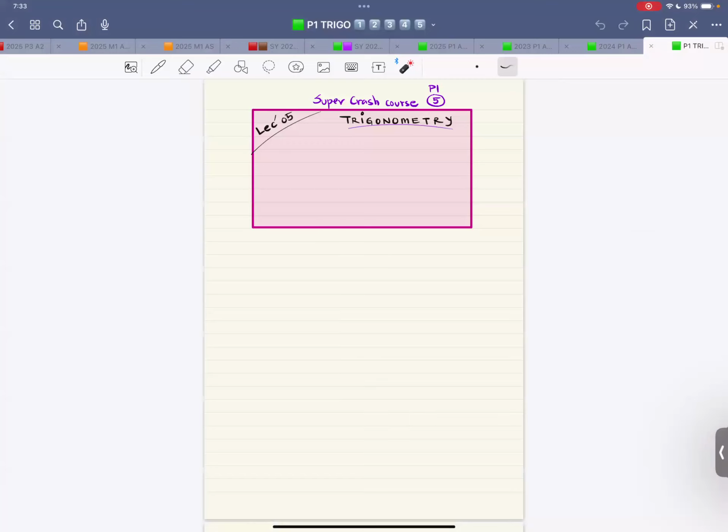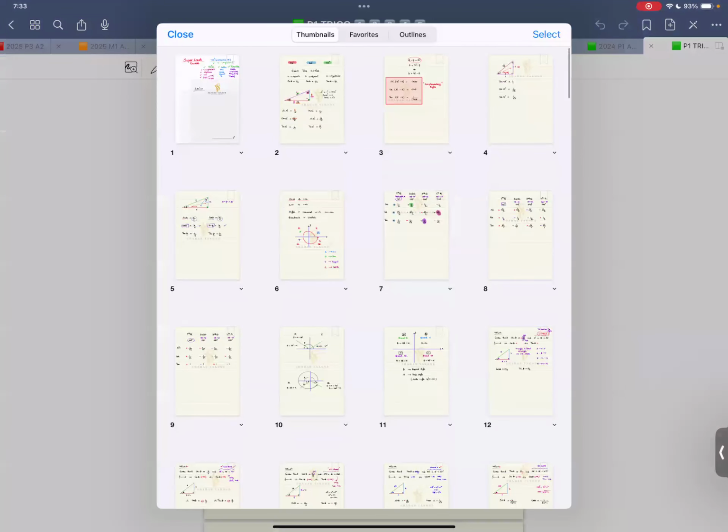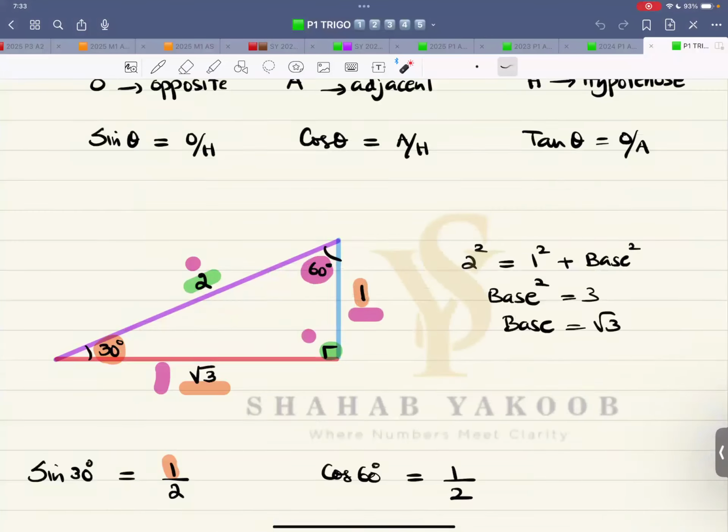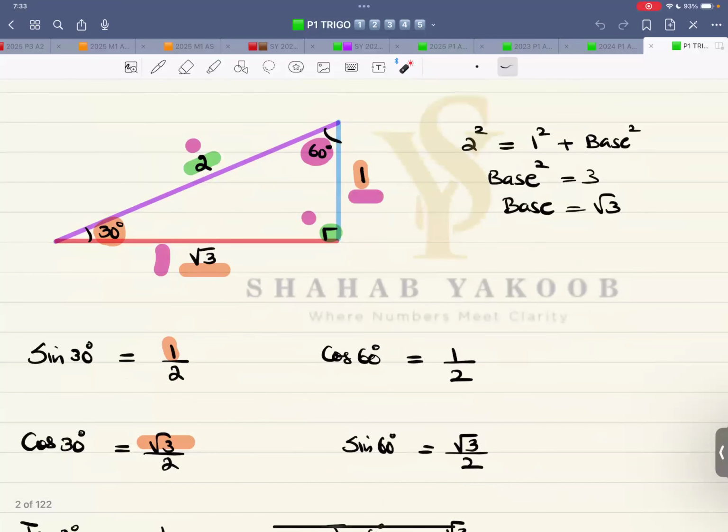The last one's lecture 5. So now in trigonometry, let's get started from the basic. You are supposed to know the exact trig ratios. We already have seen that. You can get it from the calculator.